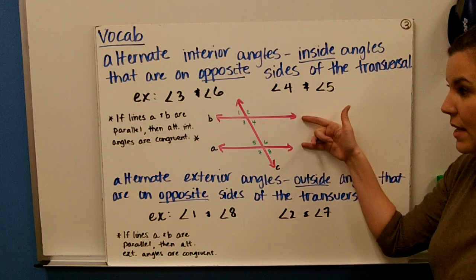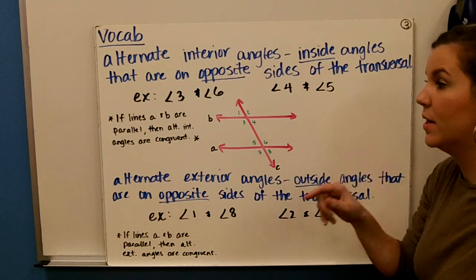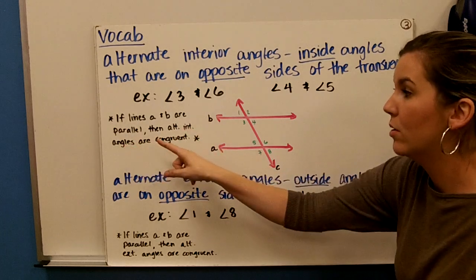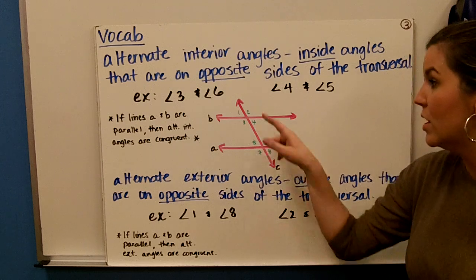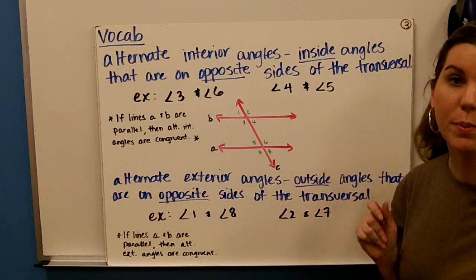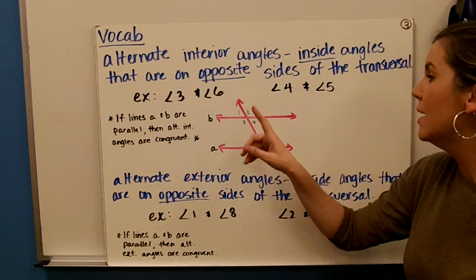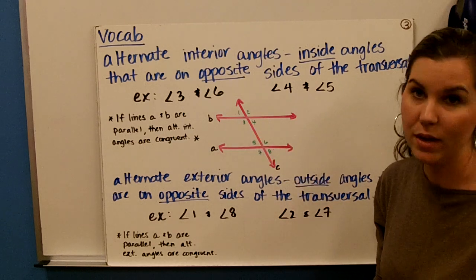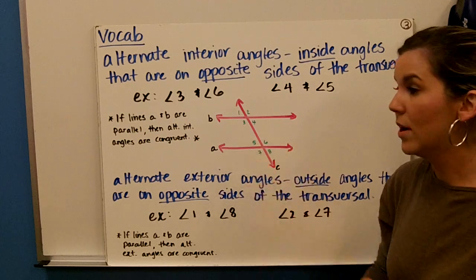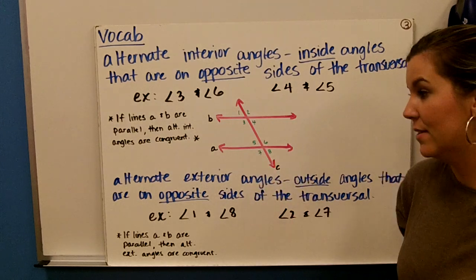If these two lines, A and B, are parallel, then alternate interior angles are congruent. And congruent is just a fancy word that means equals. So if lines A and B are parallel, never touching, then angle 3 and angle 6 have exactly the same angle measure. And angle 4 and angle 5 also have exactly the same angle measure.